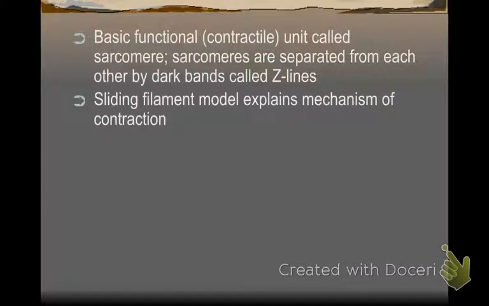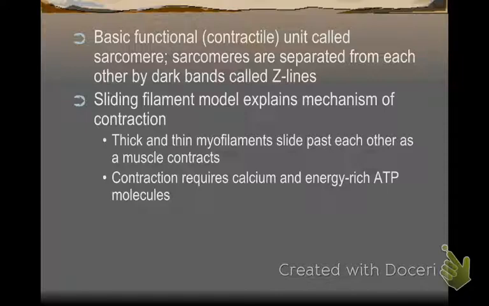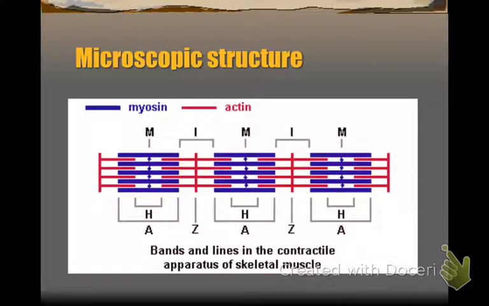So the functional units are called sarcomeres. The myofibrils are full of those sarcomeres. And the process for contraction of a muscle cell is called the sliding filament model, in which these thick and thin filaments slide past each other. The myosin actually pulls on the actin and slides the actin over the myosin. And what you need for this to occur is lots of calcium and lots of ATP. And we're going to be talking about how this process occurs. Here's your simple drawing of a sarcomere within a myofibril.